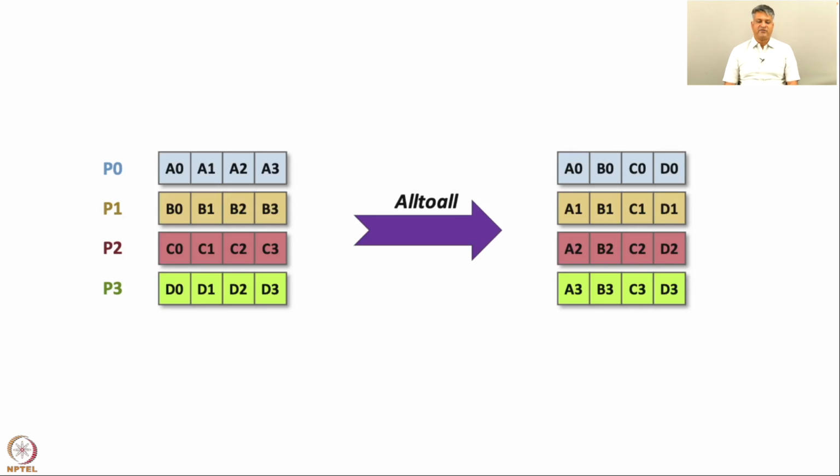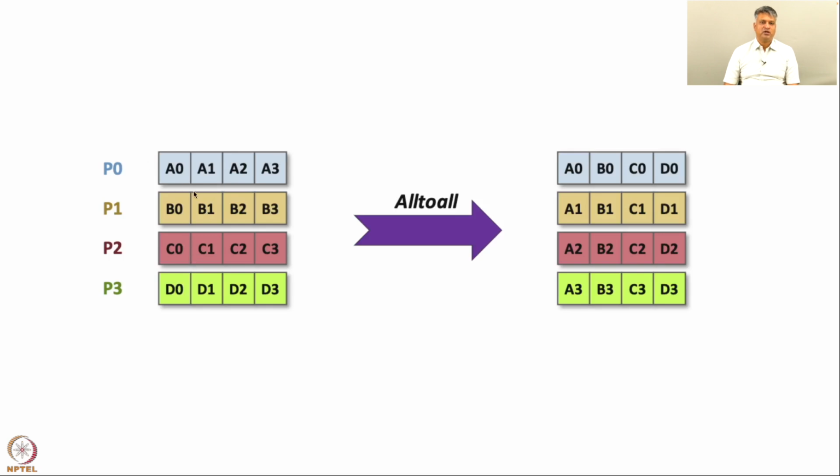But you also realize that when you're doing an all-to-all communication, there are lots and lots of communications being done. For example, you'll have communication between P1 and P0 for this pair, B0 and B1, which are being interchanged to these new locations. So you'll have 2 sends and 2 receives for this. Similarly, you'll have 2 sends and 2 receives for A2 and C0, A3 and D0.